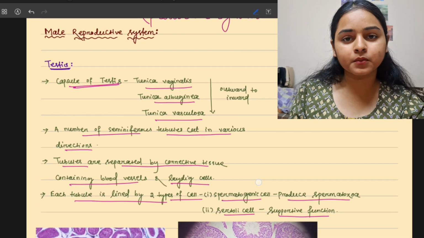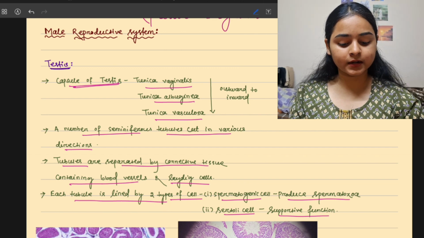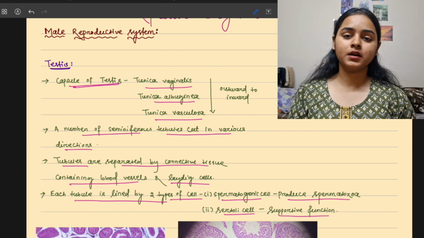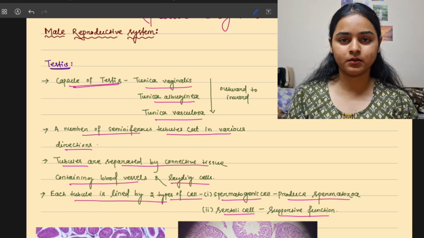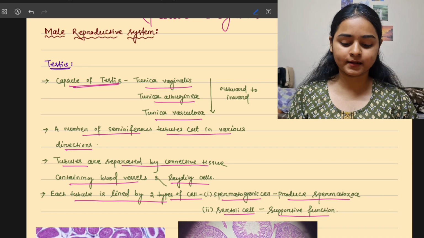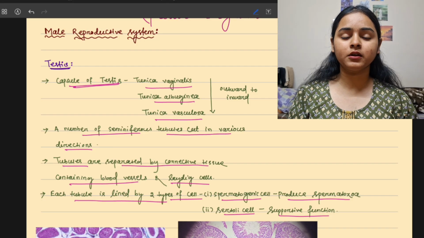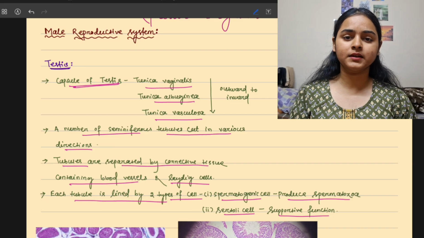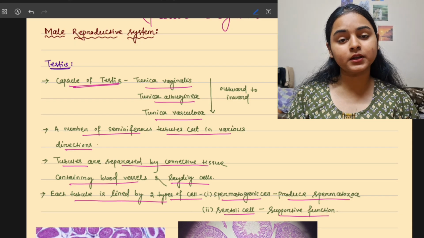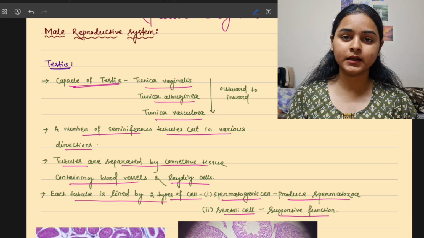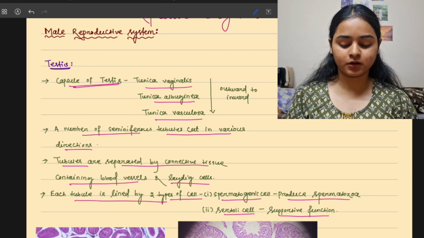So, what are the important characteristic features of the slide of testis? You will have to identify a number of seminiferous tubules that are cut in various directions, and the tubules are separated by the connective tissue. You may or may not find the Leydig cells, and the capsule of testis you may or may not find because it is not present in every slide. Also, you have to identify the 2 types of cells that are present in each seminiferous tubule, that is the spermatogenic cell and the Sertoli cell.